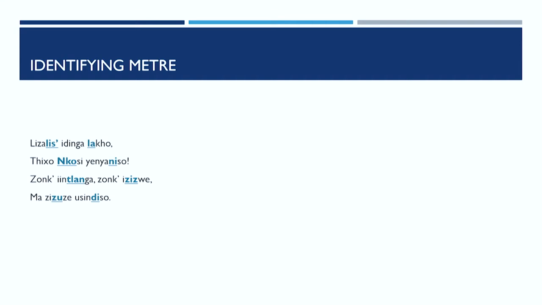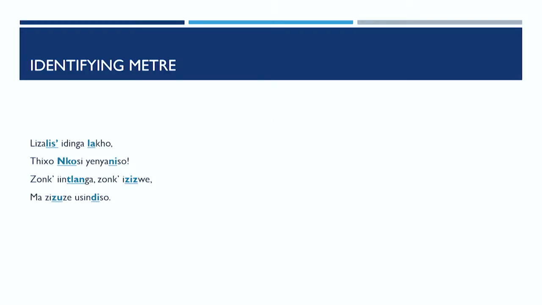In other words, every 4 beats is going to be a strong beat. 1, 2, 3, 4. 1, 2, 3, 4. And in this hymn, it happens on a regular basis.